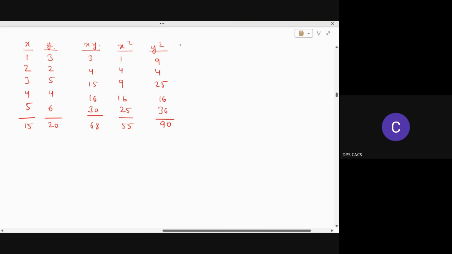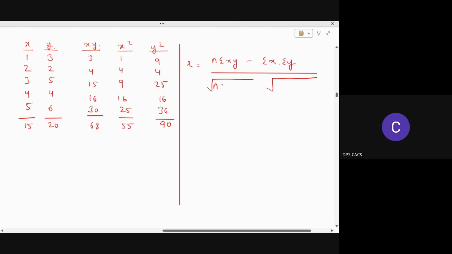0.8 is correct. R equals n summation xy minus summation x into summation y divided by, there are 2 roots, n summation x square minus summation x whole square, n summation y square minus summation y whole square. If you don't have confidence, write the formula again and again to learn it. Now, n is 5, 5 into summation xy is 68, minus 15 into 20.